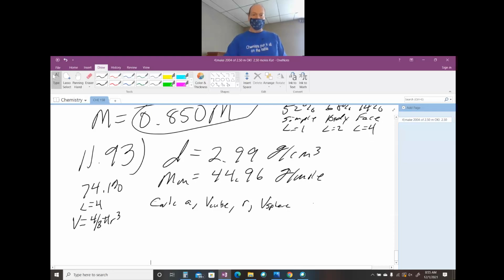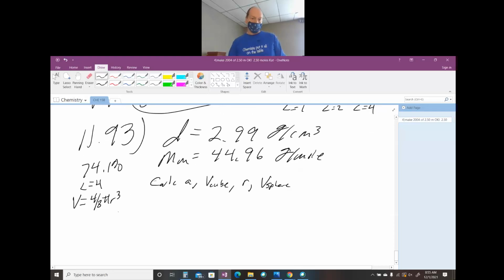All right, so the equation that you're going to need for this problem is the volume of the cube is equal to length times width times height. That is your edge length. It's a cube. They're all the same. Length, width, and height, A, and A cubed. All right, and so we will plug in our numbers in the correct units. Molar mass, that is the correct units, grams per mole, 44.96.